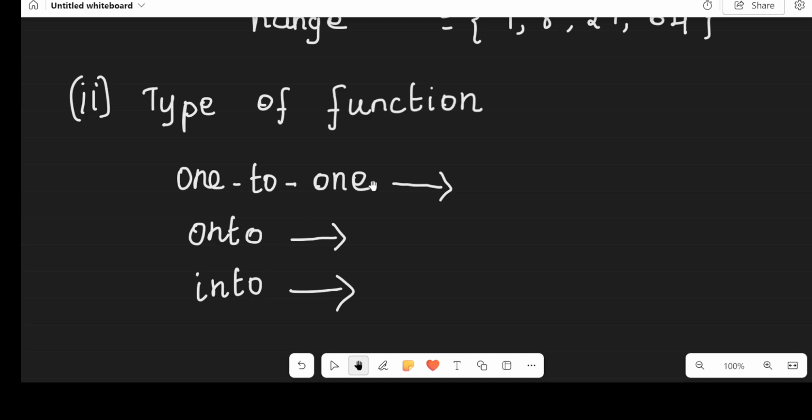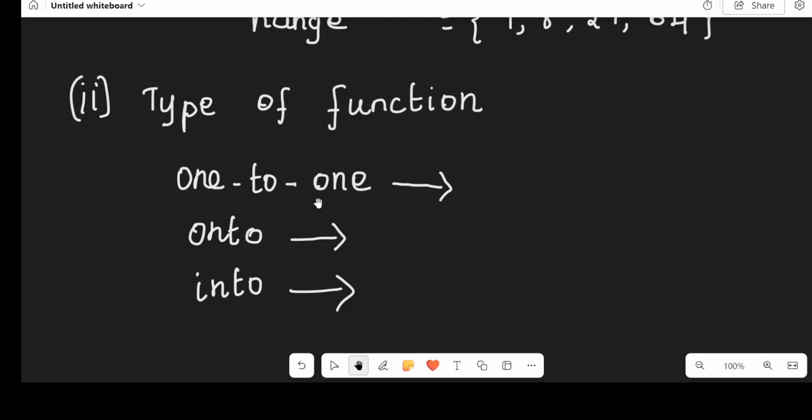One-to-one means if we consider two sets, all the elements of the first set should be mapped with other elements of the other set. Such a kind of function is known as a one-to-one function. And onto function means, the direct opposite of one-to-one.